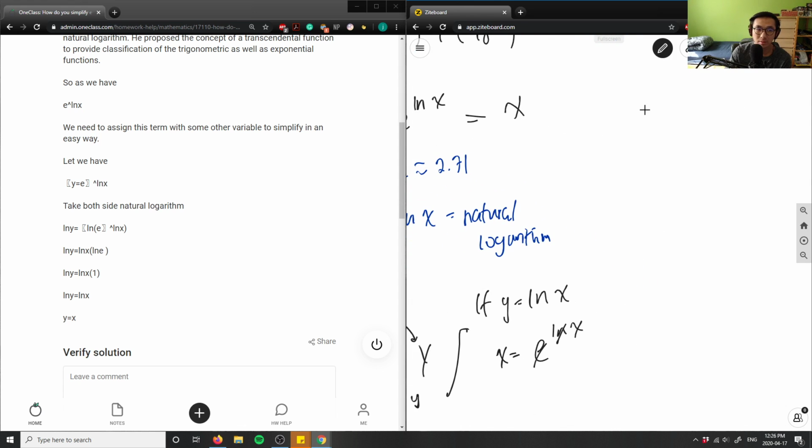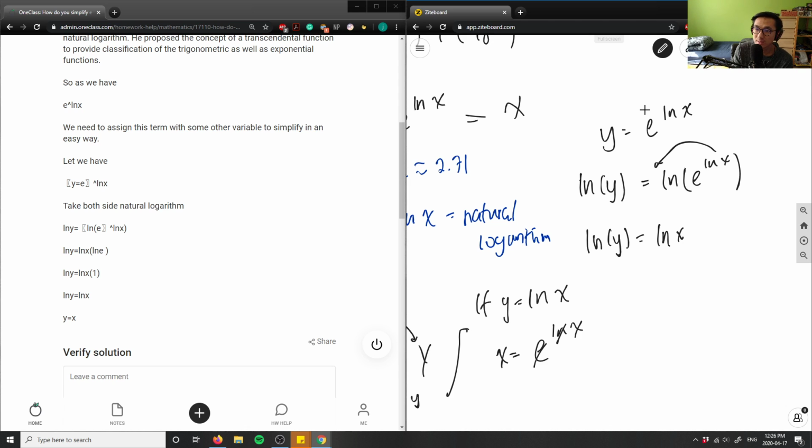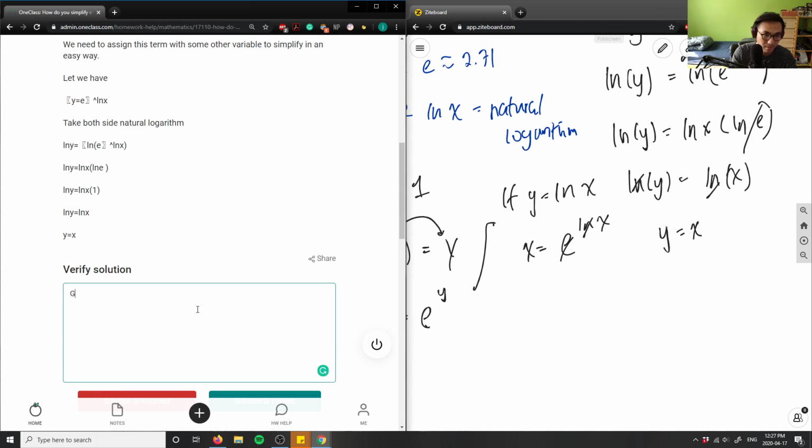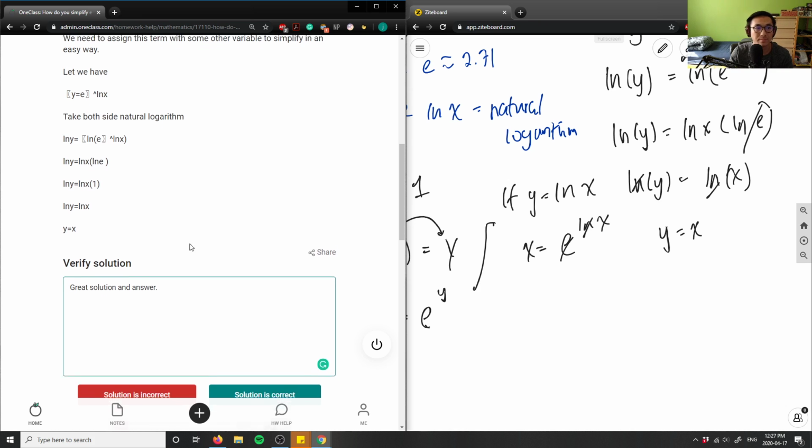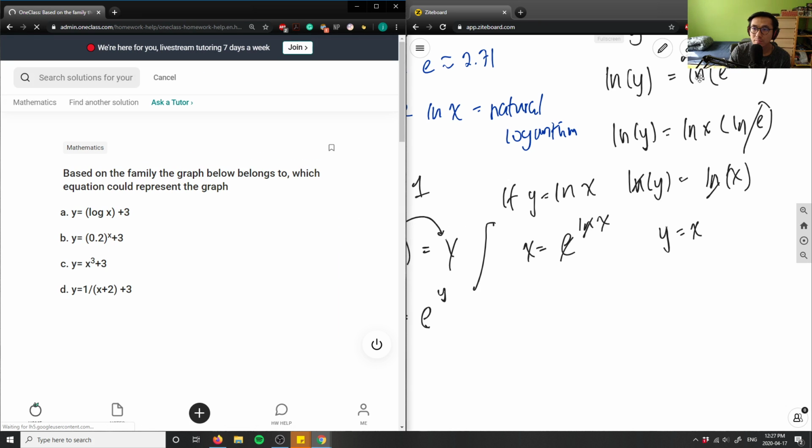So what they did was they let y equals e to the power of ln x as their function, and they took the ln of both sides. So ln y equals ln of e to the ln x. Then I can move this ln x to the front, ln x times ln e, right? And then I have ln y equals, ln e we know is 1, like we said before, so this cancels out to 1. Ln y equals ln x. And you can say the lns cancel out. You have y equals x, right? So this just means that it equals itself. This here is a great solution and answer. So this here is 4.